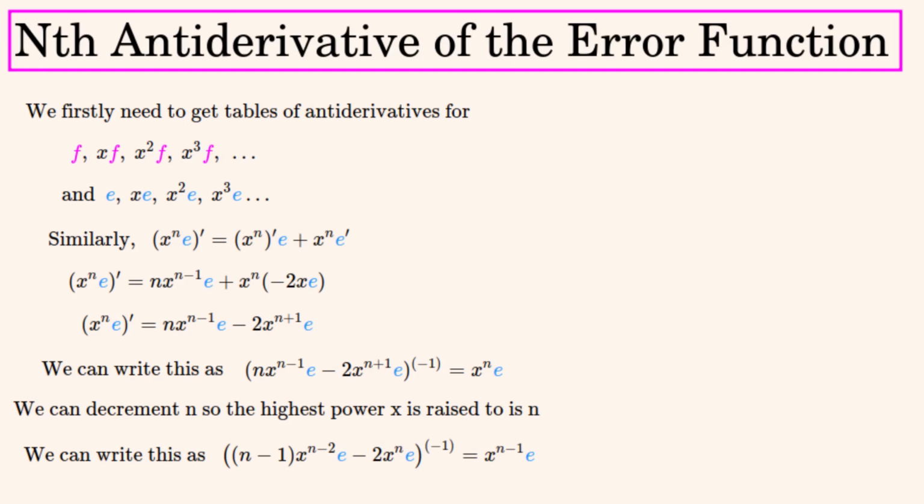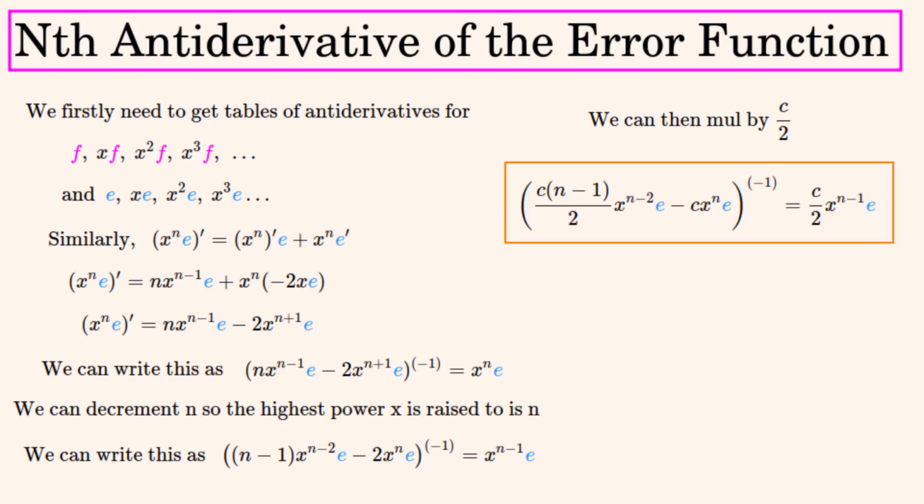Then we can decrement n by 1. We'll multiply the whole expression by this fraction so that the term with the highest power of x will have a coefficient of c. And so this is what this equation is. We'll use this equation to calculate the antiderivatives of all these terms.